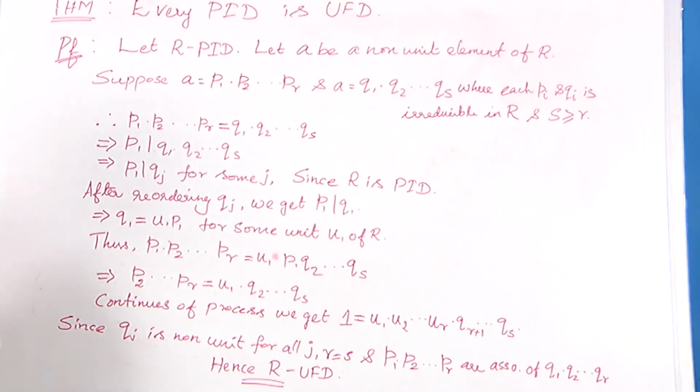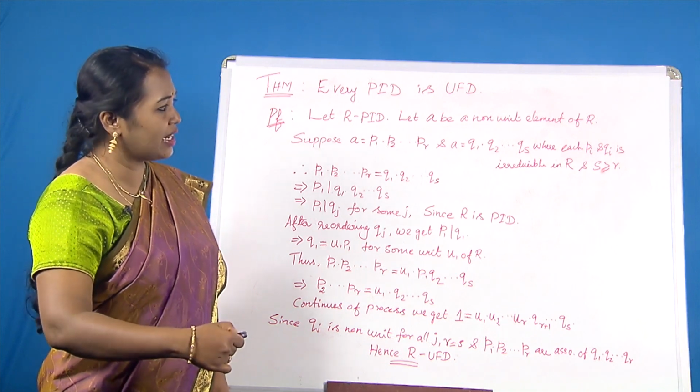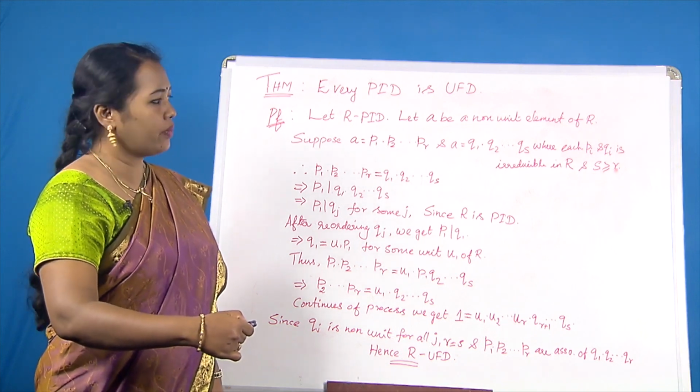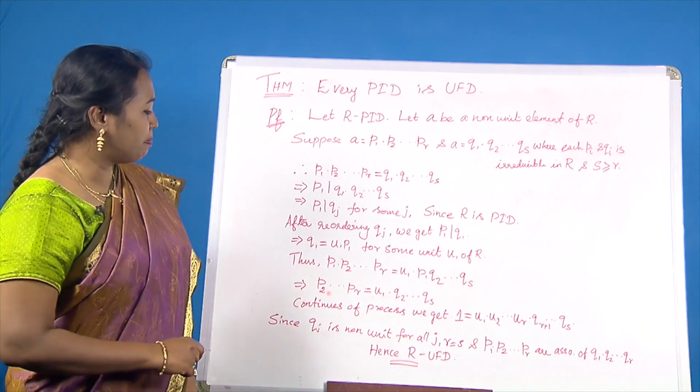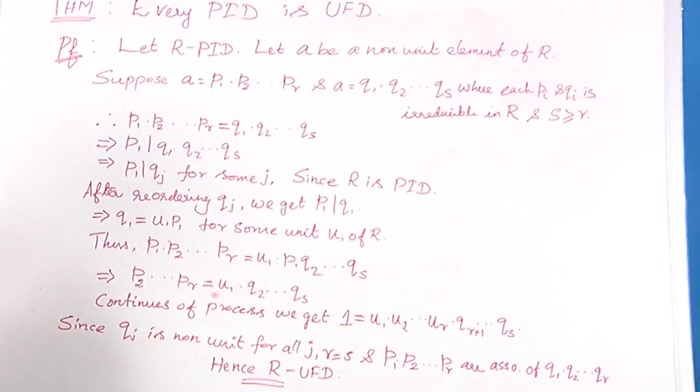On the right hand side, on the other hand, you will have U1 here, the next time you will have another U2 and so on up to UR. But we have already said that S should be greater than or equal to R. Now P1, P2 so on up to PR will be cancelled on the right hand side, and so you are left with 1 is equal to U1, U2 so on up to UR.